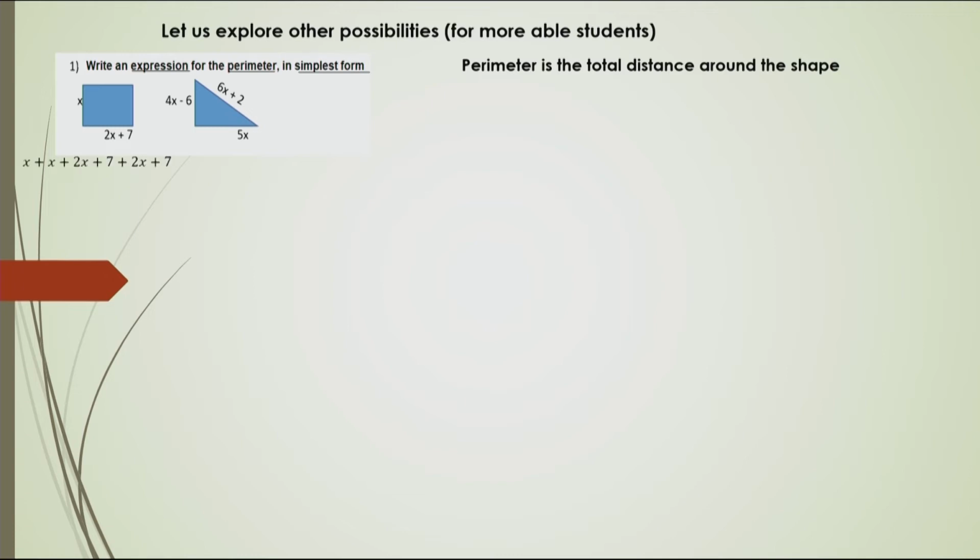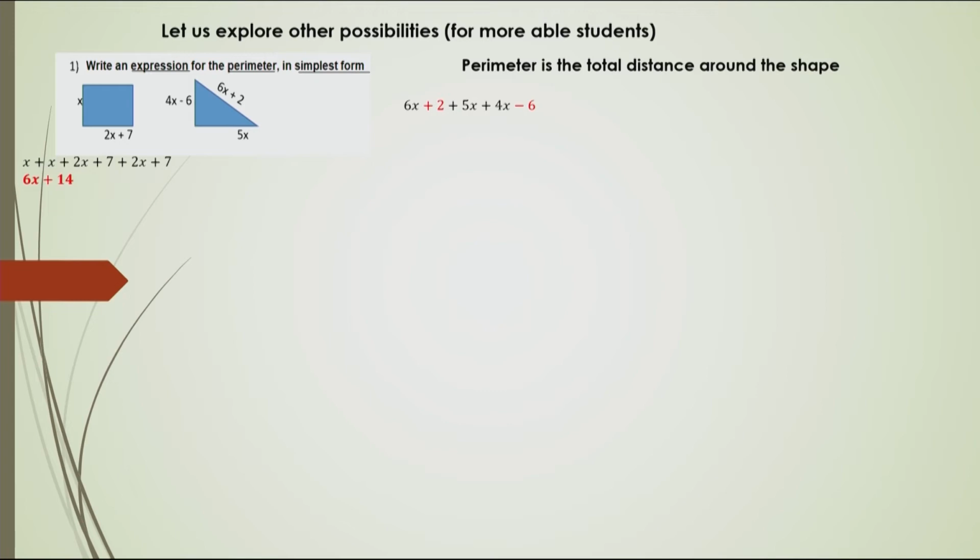So the first one, you've got x plus x, because the 2 sides of a rectangle would be the same. Top and bottom of the rectangle will be the same. So x plus 2x plus 7 plus 2x plus 7. So what would be the same there? Okay? So you add all the x's, x plus 2x plus 2x plus 2x, that's 6x. Add the 7's, so that would be 14.